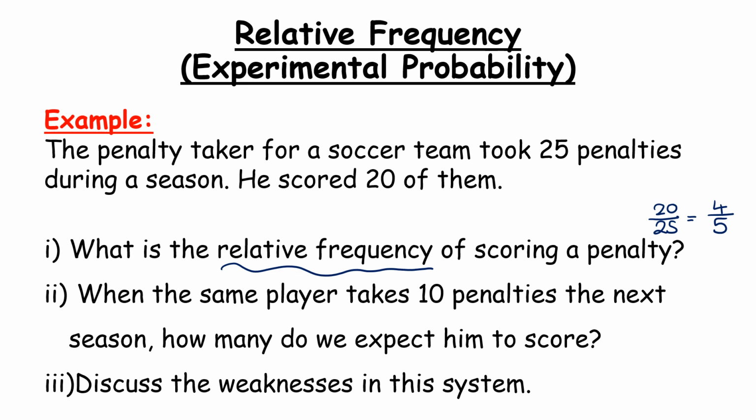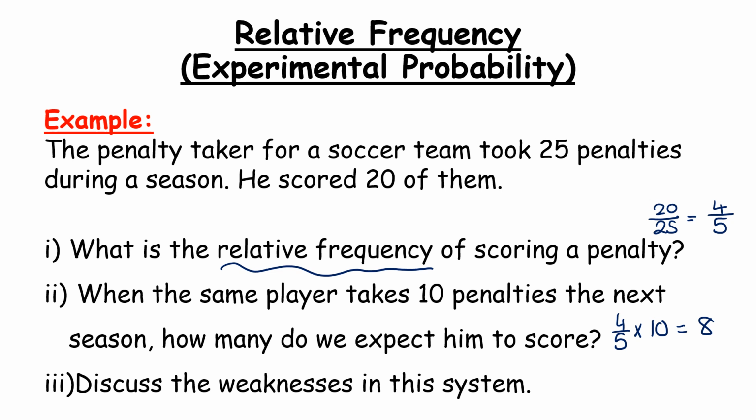When the same player takes 10 penalties next season, how many do we expect him to score? We'd expect him to score 4/5 of that 10, which is 8 in total. Then it asks us to discuss a weakness in this system. Obviously using the past to predict the future is not perfect, but often it's the best that we have. This is what a lot of sports teams will use when trying to figure out the probability of somebody making a free throw, making a penalty, winning a match, anything like that, because the best information we have is the past. But just because this has happened in the past doesn't mean it will happen in the future.